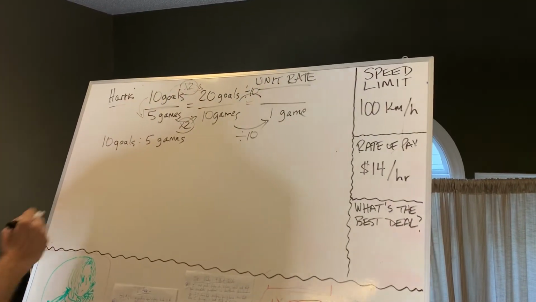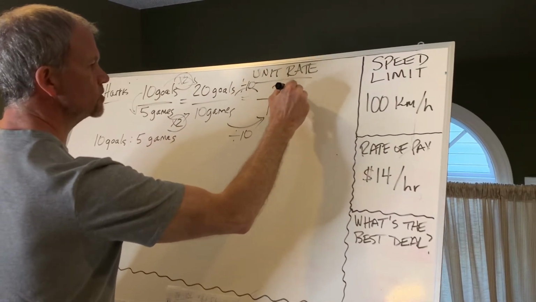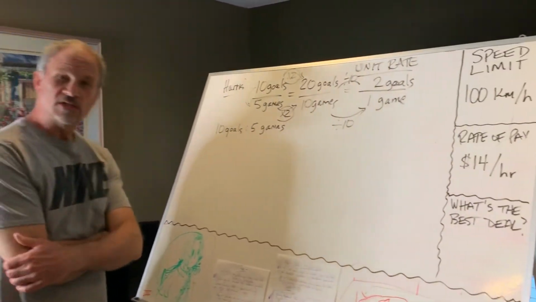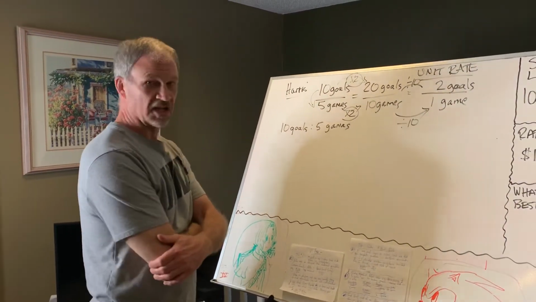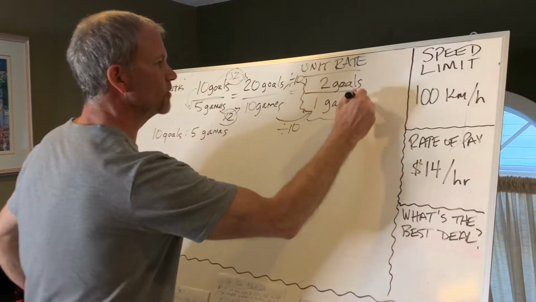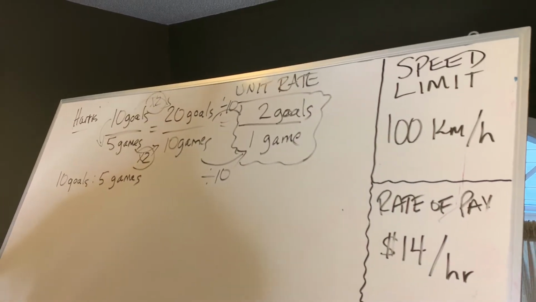20 goals becomes 2 goals. Wow, 2 goals a game? Harris, really? That's pretty good scoring rate. So anyway, that's what you call a unit rate. He's scoring at a rate of 2 goals per game.